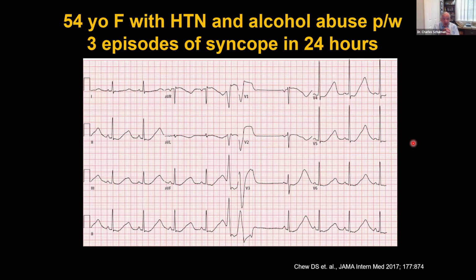Now, here's a 54-year-old woman with hypertension and alcohol abuse who presented to the emergency room after 3 episodes of syncope in 24 hours. This has sinus rhythm, and this is a ventricular couplet. But what's notable about this ECG? Someone put something in the chat. What do you notice?